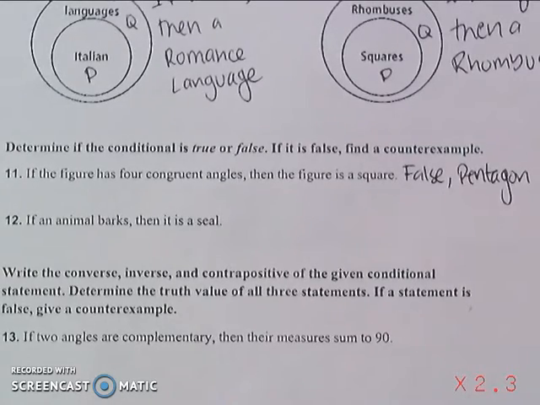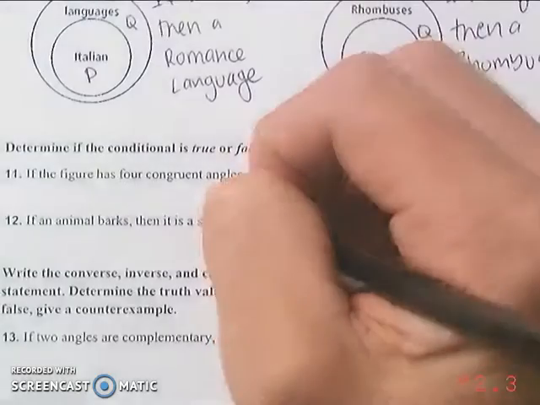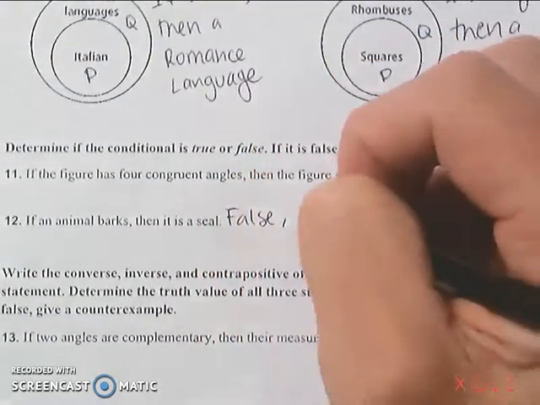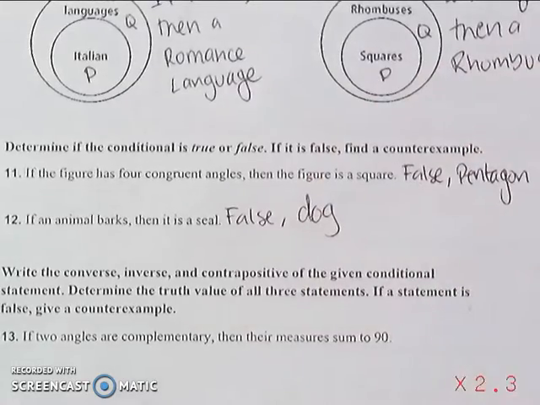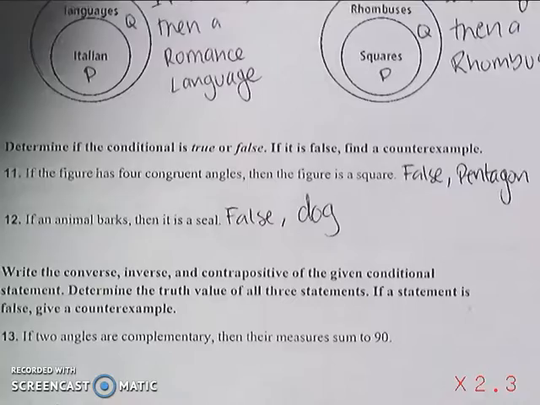If an animal barks, then it's a seal. False. Dog. There's my counterexample, right? A dog definitely does not have these.